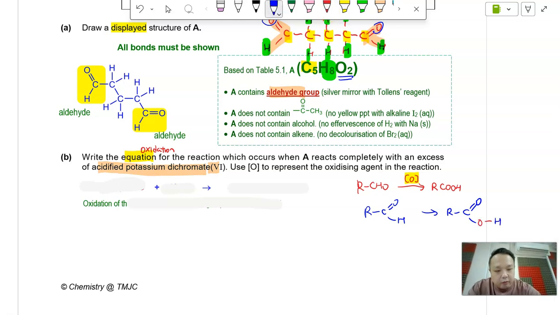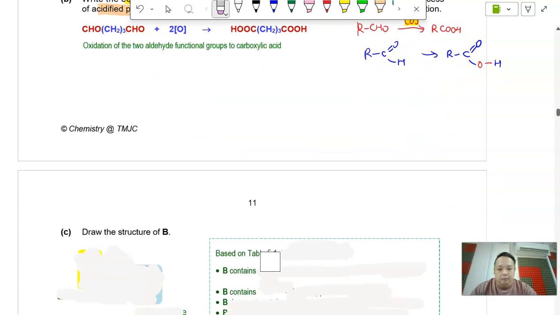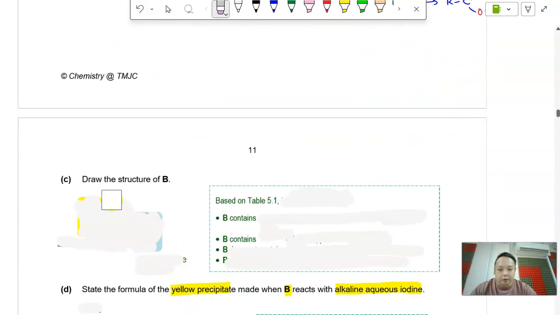Right? You're adding an additional O in between the CH bond. So in this case, you have two aldehydes, you basically need to balance it with two oxygens to form two COOH. And so, oxidation of our two aldehyde groups to carboxylic acid. Okay, moving on. Now we need to work out the structure of B.